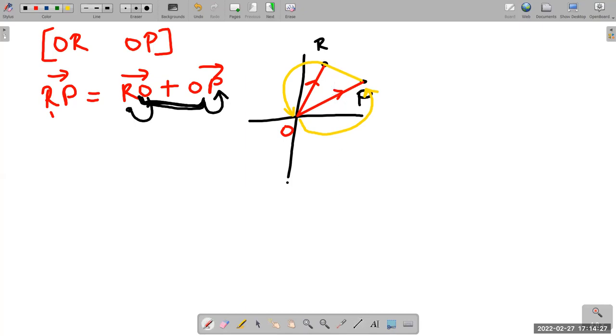So that is what we did here. We were given OR, we were given OP, but we went the opposite direction of OR, which is RO, and then we went from RO to OP.